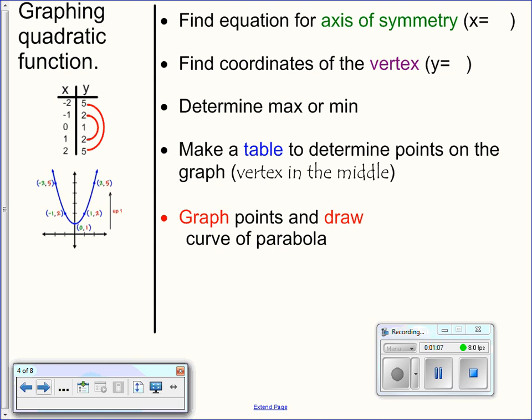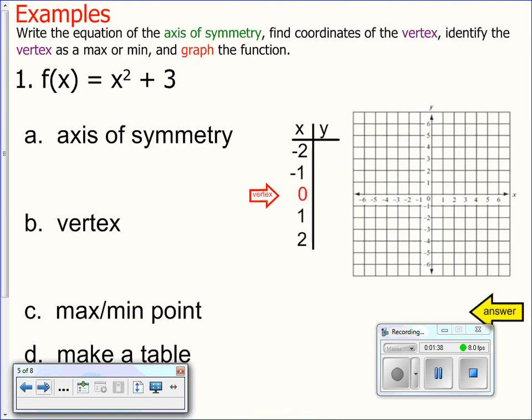So to graph it, the first step is to find that axis of symmetry using that equation, negative b over 2a. Then you find the vertex, so you plug in your x into your function and solve for y. That'll give you the x and y, which is the vertex. You determine if it's a max or min based on the positive or negative a. Make a table, so plug in any x values. I would start with the vertex in the middle so you can see the shape of the parabola, and then graph the points and draw your curve.